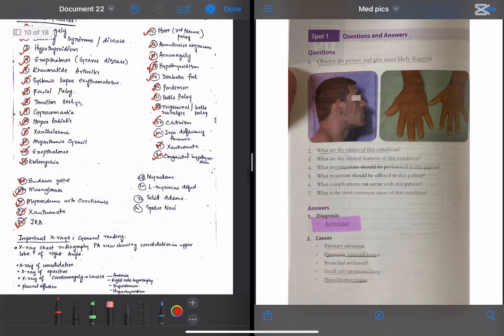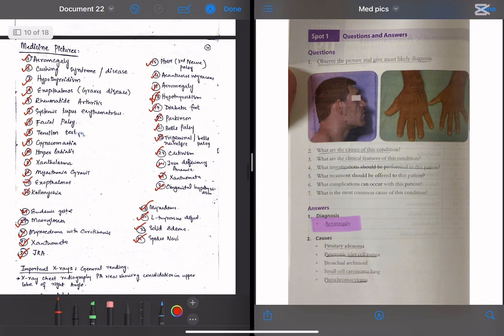Then myxedema, L-thyroxine deficiency, solid edema, and spider nevi. These are the most important cases in the field of medicine. So we are going to discuss these one by one. Okay. So starting from our first picture, that is this one.